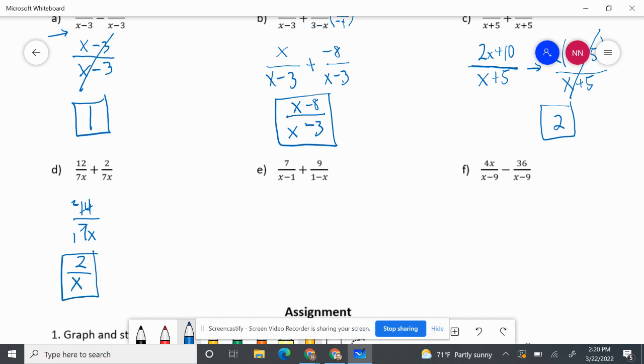With the next one, we see that here we have an x minus 1. This is a 1 minus x, so we're going to multiply the top and the bottom by negative 1. And that gives us 7 over x minus 1. And then we have a plus and negative 9, and then x minus 1. Our denominators are the same, so we're going to put x minus 1. 7 plus a negative 9 is a negative 2.